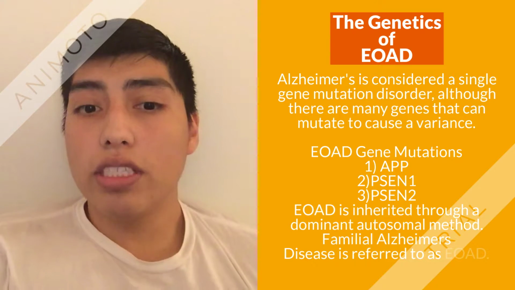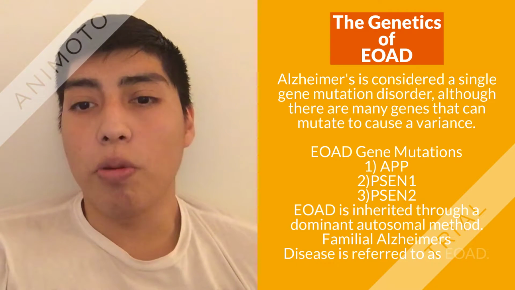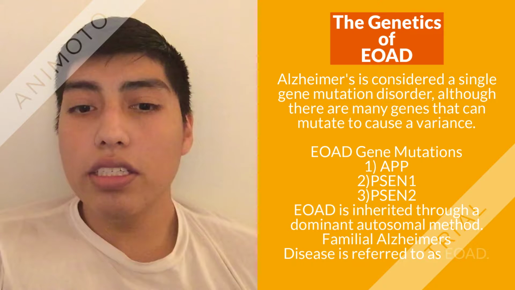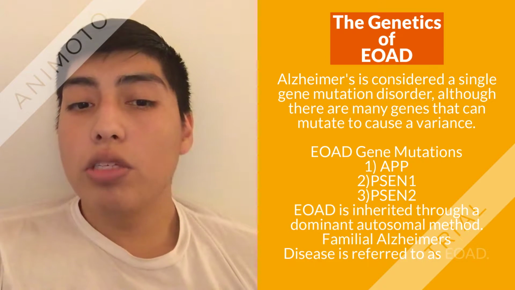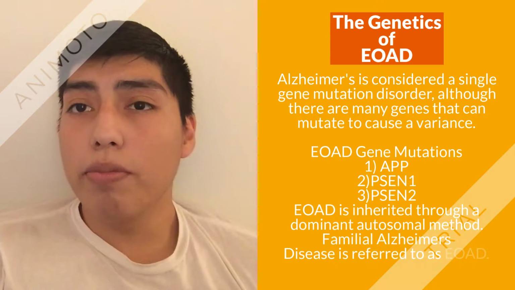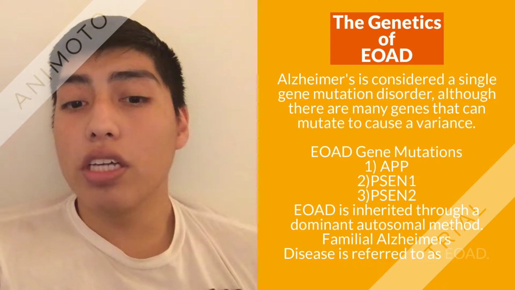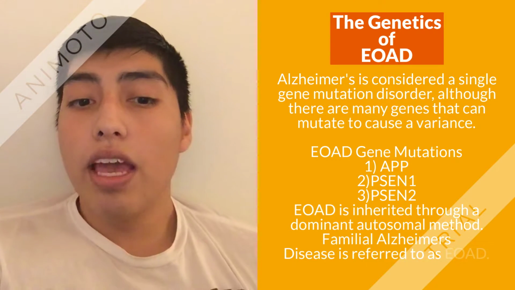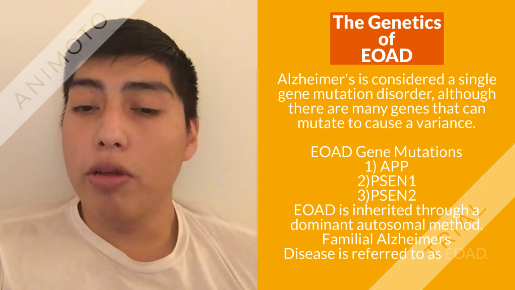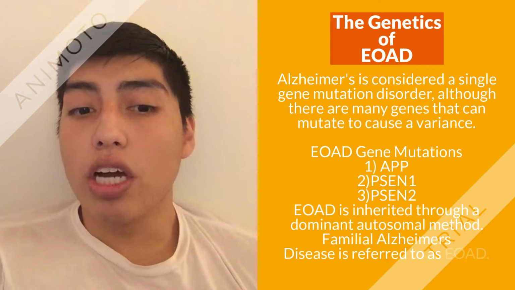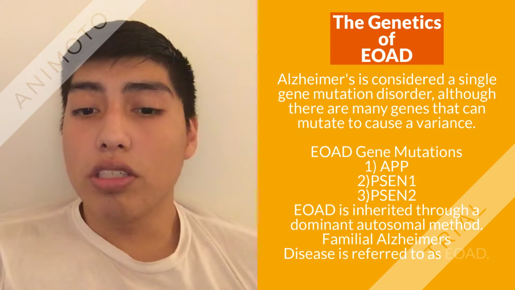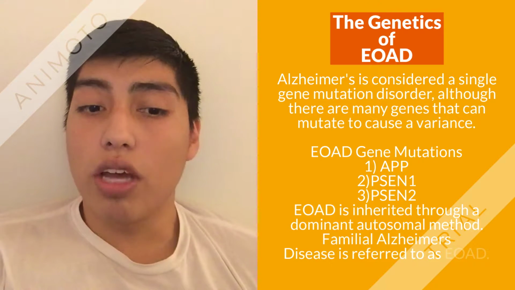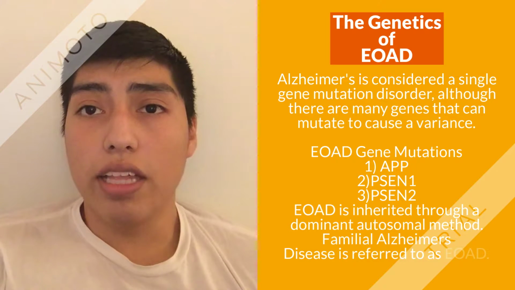Early onset Alzheimer's is inherited through a dominant autosomal method. If one parent has the disease, there's a 50-50 chance that their children will also have it. Mutations in the chromosome create increased amounts of beta amyloid proteins, which are a major component of plaques. And mutations also create abnormal amyloid precursor proteins, APP, which cause plaque formation also. This is the reason that early onset Alzheimer's disease is called familial Alzheimer's disease, due to its passing down of genetic mutations.